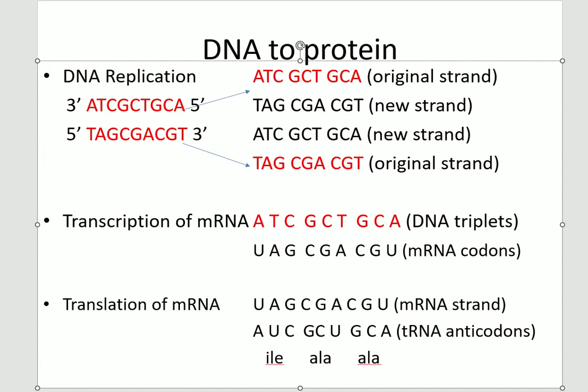Where was I? So UAG, CGA, CGU, AUC, GCU, GCA. And then down here are the proteins or the amino acids linked to those exact anticodons. So on the one end of tRNA anticodons are the nucleotides, on the other end are the amino acids. So anticodon on one, amino acid on the other end.